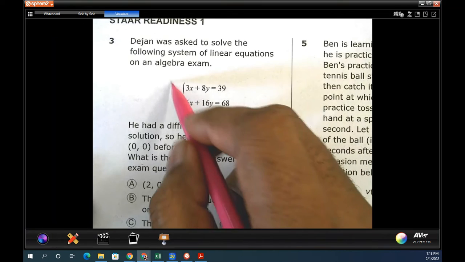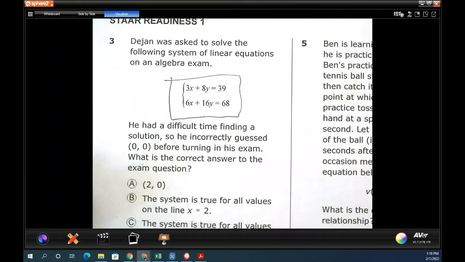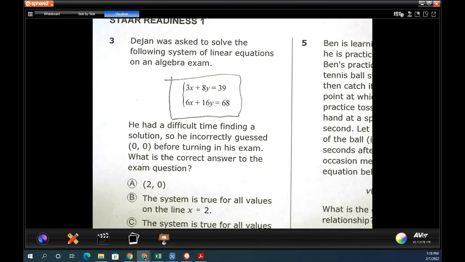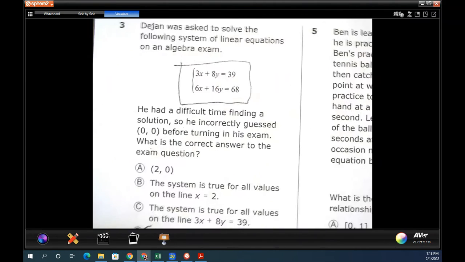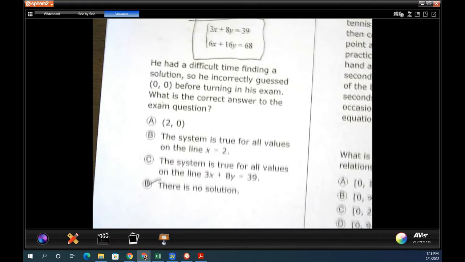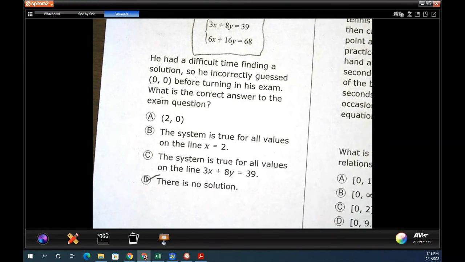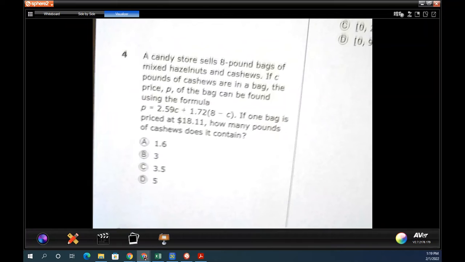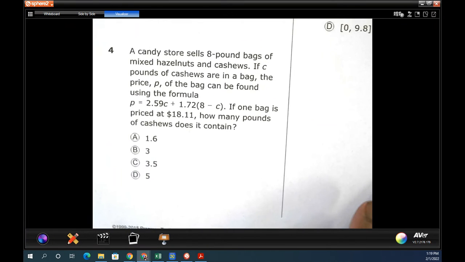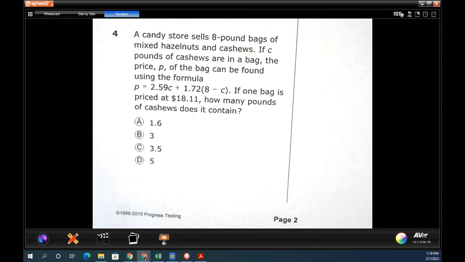Can you put this into your calculator? Yeah. So the answer was just no solution. Just like what you do on Get More Math. It's the exact same thing. Too many of y'all miss this problem. Now, number 4. Y'all have done this, believe it or not. You just have to write it down.